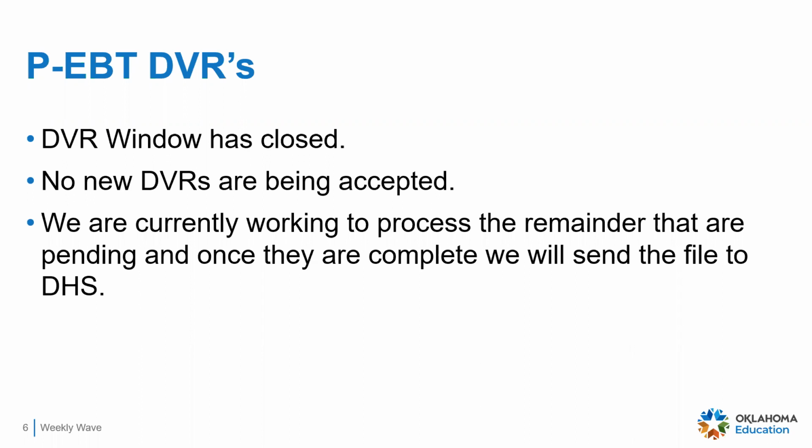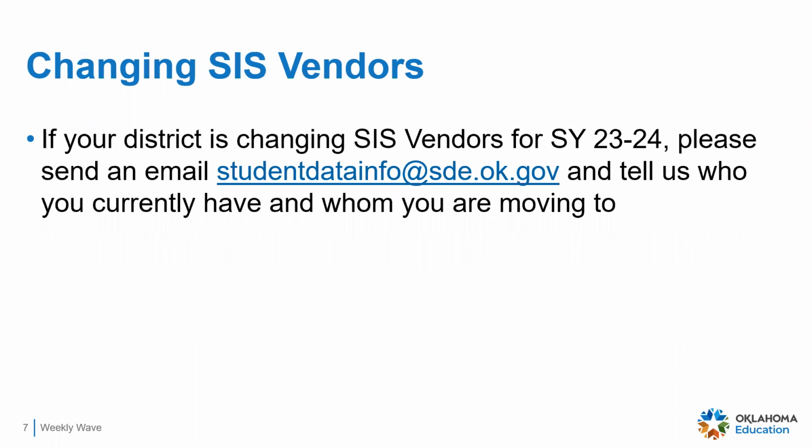Okay, I'm going to move on to changing student information vendors. So we have heard from a few districts that are changing vendors for 23-24. If your district is looking at changing SIS vendors, please let us know. There are things that we need to make sure that the new vendor carries over, so you're not inconvenienced with having to resolve every state testing number in your district. So if you are changing vendors, send an email to studentdatainfo@sde.ok.gov and let us know who you currently have and who you're moving to.